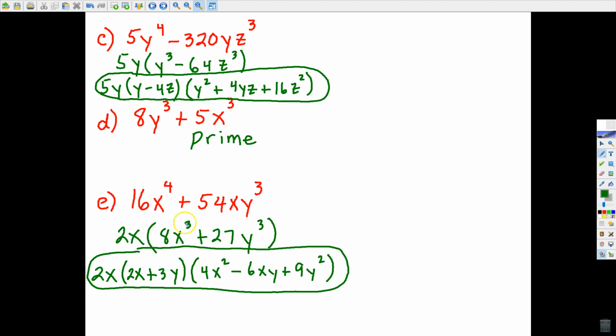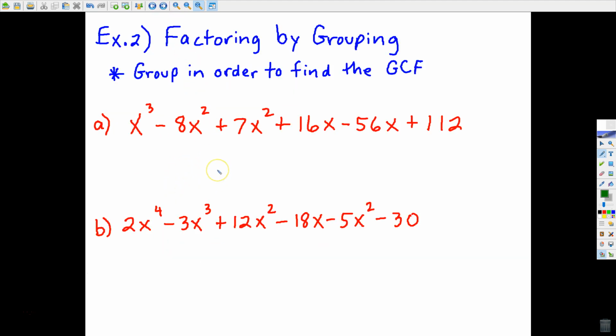Okay, so those are several examples of utilizing either the sum or the difference of two cubes, along with, of course, it's always true that you should check for a GCF before you do any type of factoring. Okay, so example number 2 is this method called factoring by grouping.